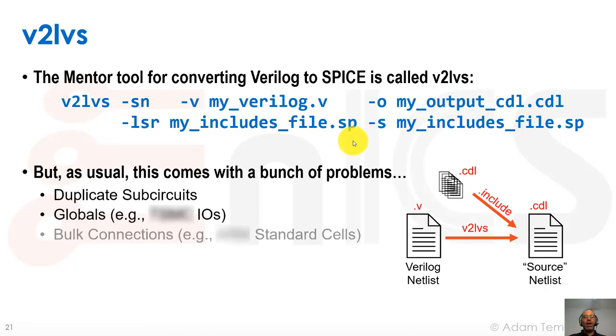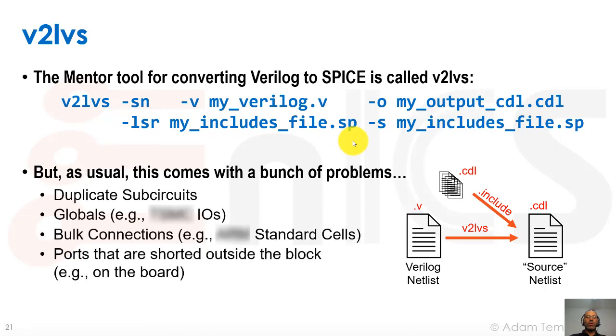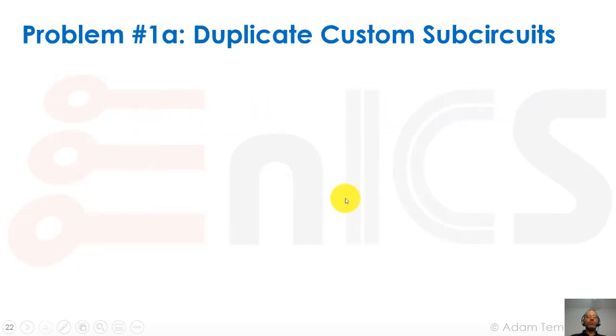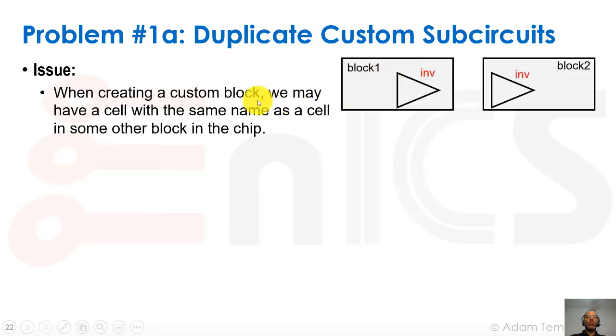But as usual, in addition to the problems that we mentioned in the previous part of our lecture, there are a bunch of problems that can happen here. We may have duplicate subcircuits, we may have globals, we may have bulk connections, we may have ports that are shorted outside the block, different types of things like that. So we're going to start with the problem which I call 1A, and that's duplicate subcircuits, but in custom blocks. This is some sort of hard IP that we got from some vendor, and it's going to have duplicate subcircuits inside. What does that mean?